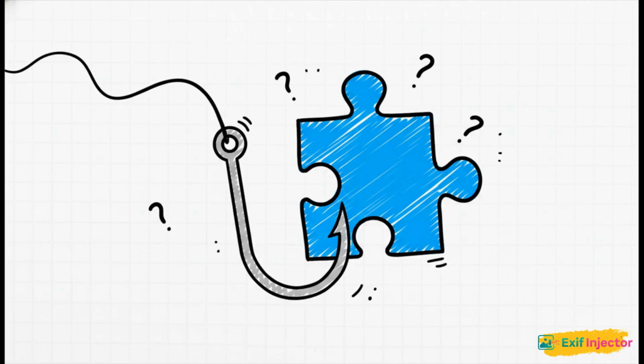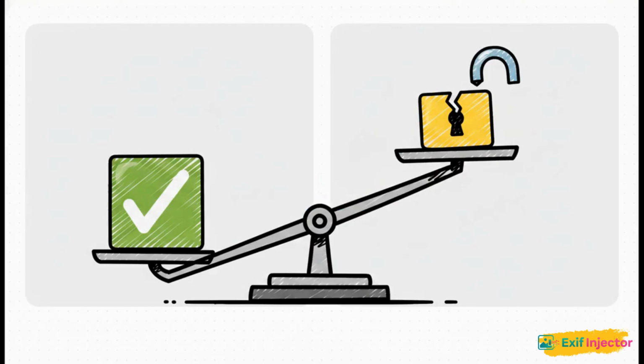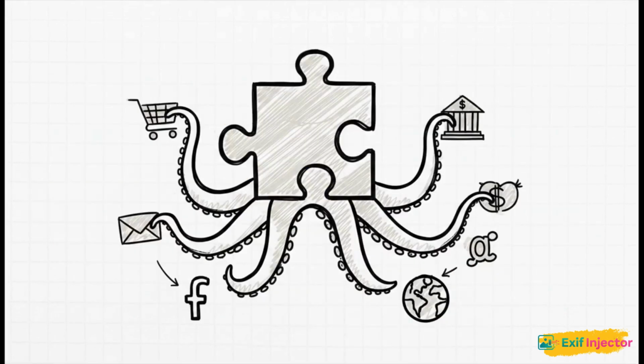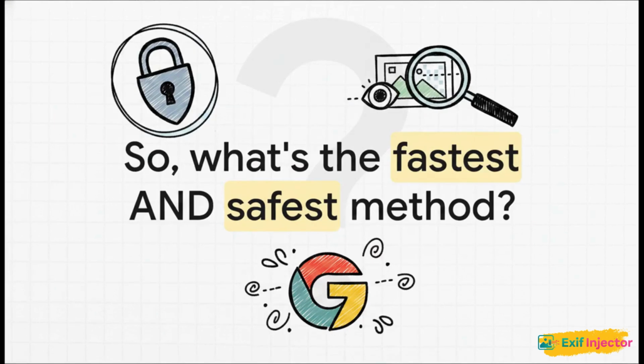Now, a lot of folks go straight for Chrome extensions for convenience, but there's a catch. It's a classic trade-off, right? You get that one-click convenience, but you might be handing over your privacy. And this isn't just a guess. Mozilla found a ton of these extensions ask for way too much access. Often, this means giving an extension access to your data on every single website you visit. Okay, so if extensions are a bit sketchy, what's the fastest and safest way to do this?